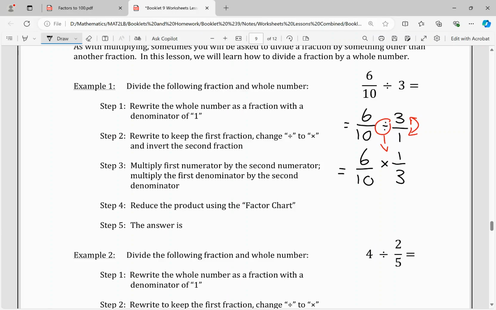Next, we are going to multiply the two fractions. That means multiplying the numerators and multiplying the denominators. The numerators, 6 times 1 is equal to 6. The denominators, 10 times 3 is equal to 30. And then finally, now that we have the final answer, we are going to see if we can simplify, see if we can reduce it.